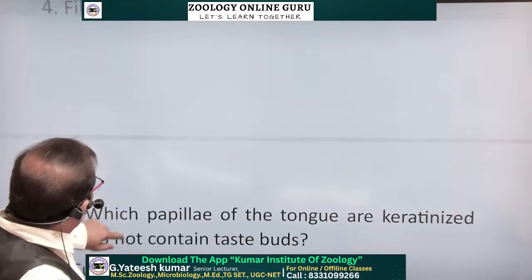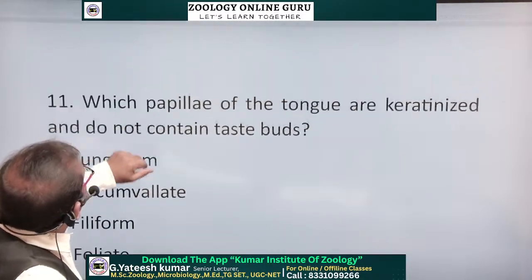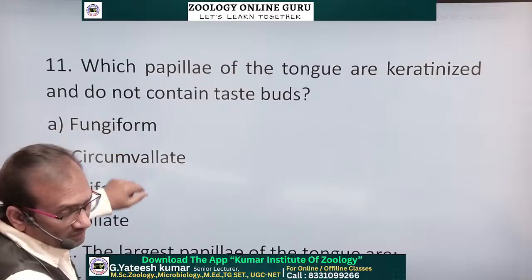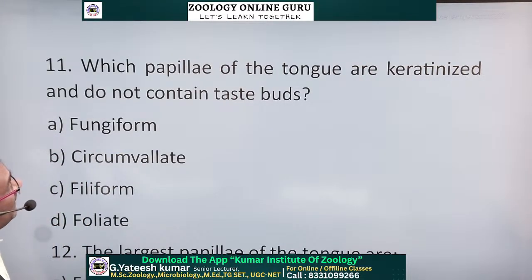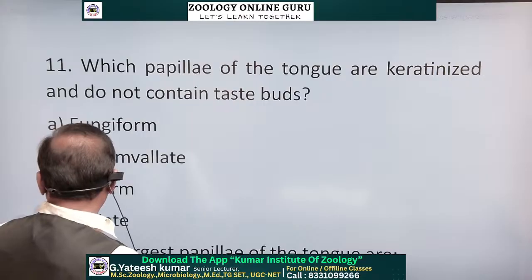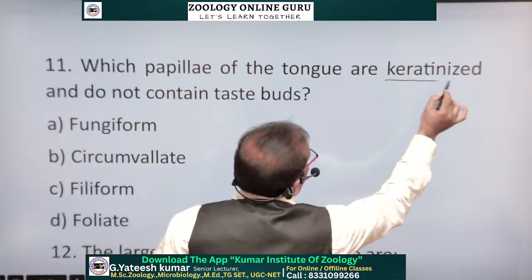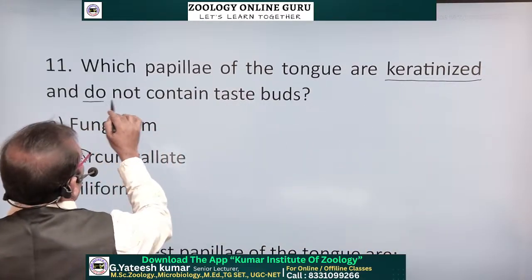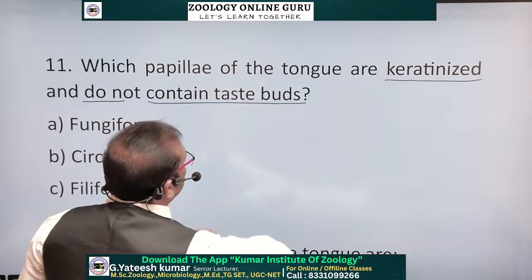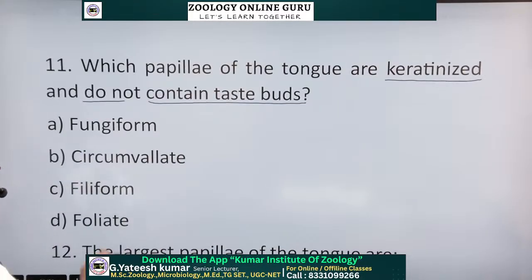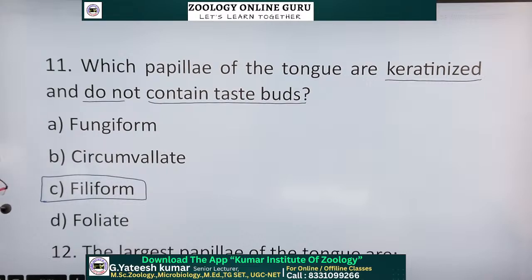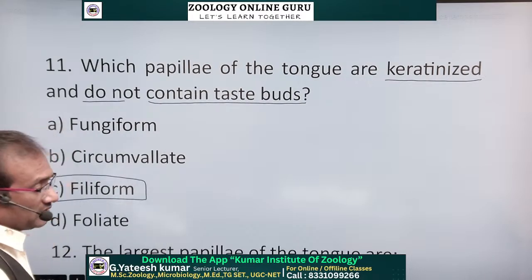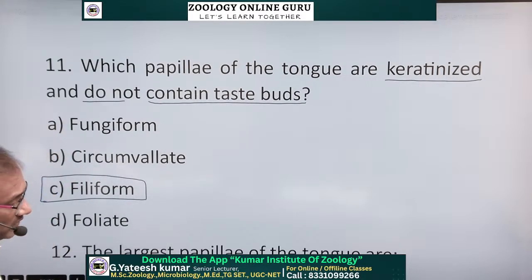Next, question number 11. Which papillae of the tongue are keratinized and do not contain taste buds? Just now we discussed it: taste buds are absent in the filiform papillae. They are for chewing and speaking purposes only.